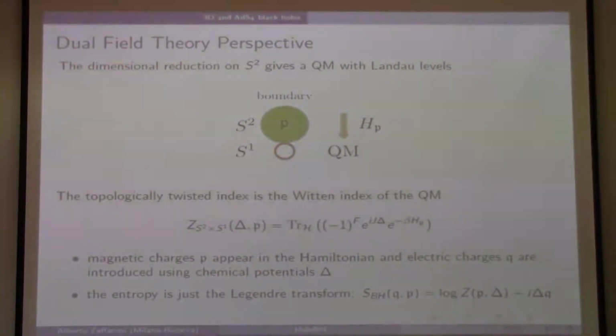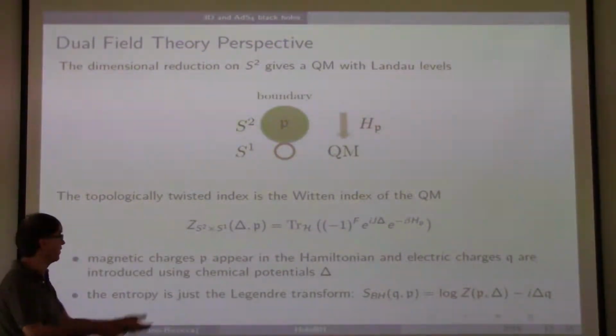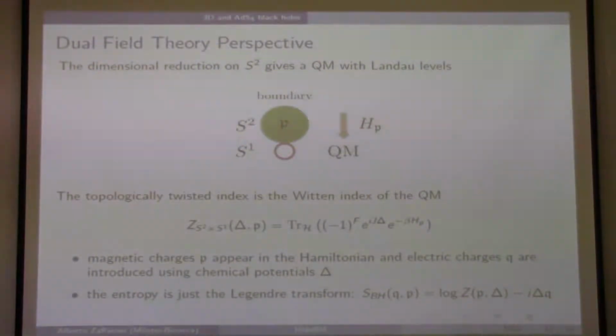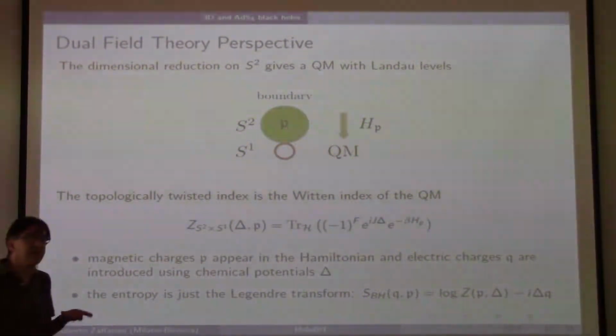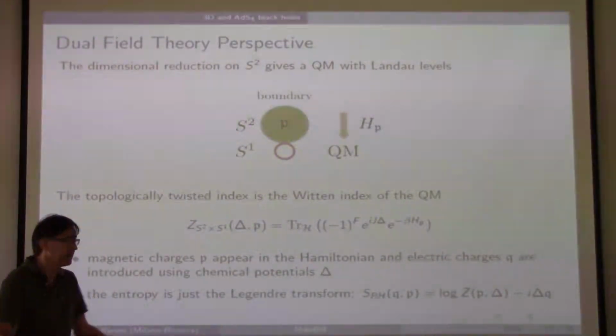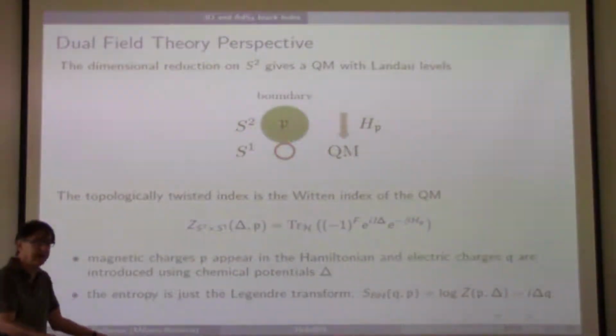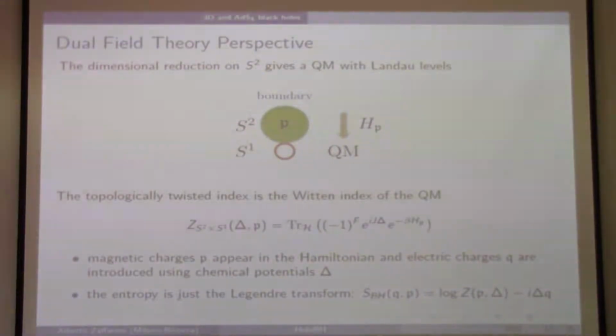You put background fluxes for the R-symmetry and possibly for other flavor symmetry, you get Landau levels, and you get a complicated quantum mechanics. And what I was computing before, if you compute this topologically twisted index, you can rewrite it as this trace, precisely as before. And this trace here, now from the point of view of quantum mechanics, is really a Witten index. It is the Witten index of the quantum mechanics that you get upon dimensional reduction.